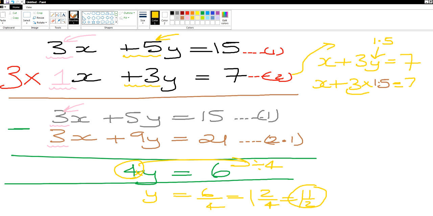Okay, what's 3 times 1.5? 3 times 1.5 is equal to 4.5. Yeah, because 3 times 1 is 3, 3 times a half is 1.5, and 3 plus 1.5 is 4.5. Well, you can just write it as 4.5. You keep the decimal theme running.